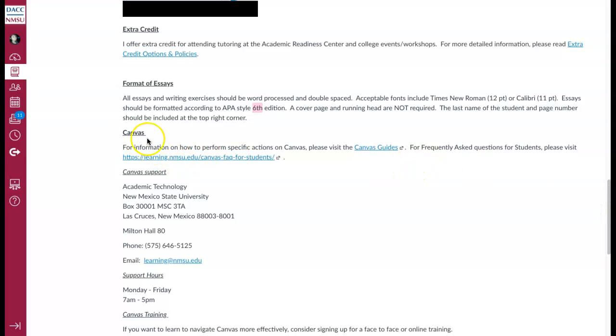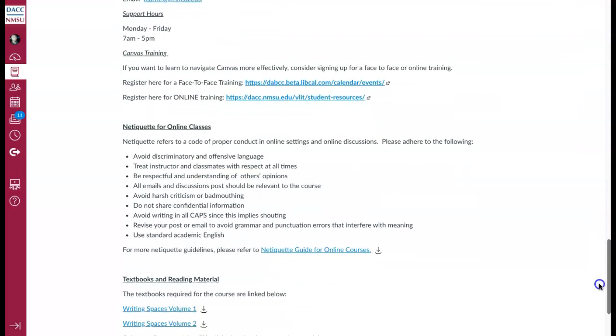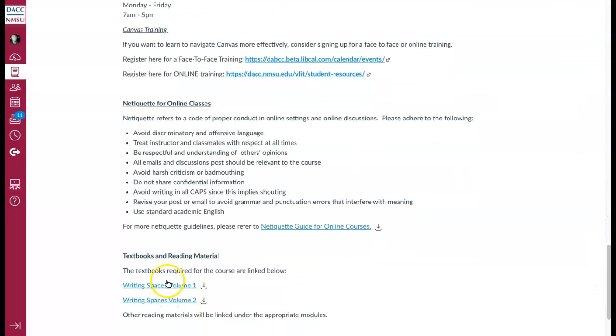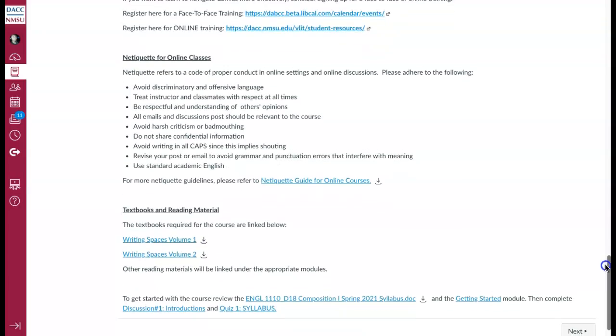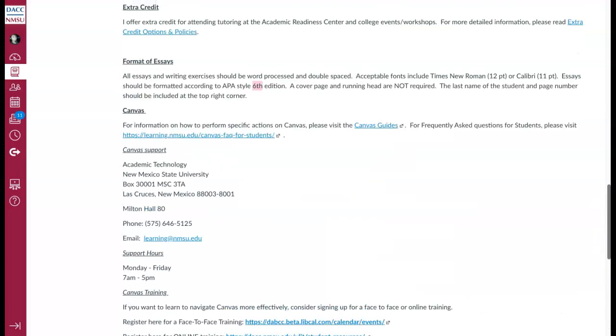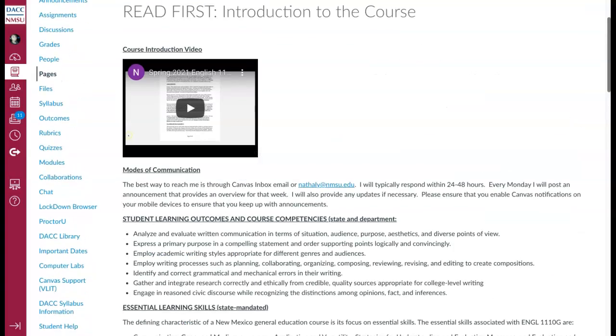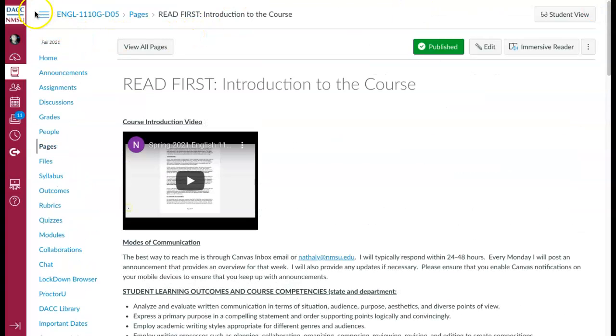And in case you have any questions about Canvas, here are some links. Here are some links for frequently asked questions by students, and then here is the information for tech support. Here I have links to the books again in case you don't find them on the front page. Here we have the syllabus, and then we also have the 2 assignments that are due this week, which are discussion 1 and the syllabus quiz.